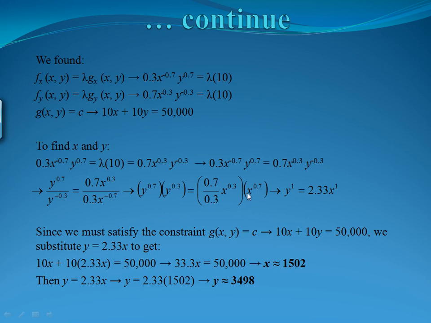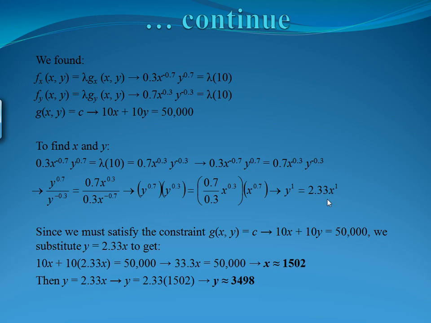Remember, if you multiply two things that have the same base, you add their powers. So 0.7 plus 0.3 gives us y to the 1 on the left. On the right, 0.3 plus 0.7 gives us x to the 1. And 0.7 divided by 0.3 is 2.33, 3 repeating, so we've rounded it to 2 decimal places. So now we have y equals 2.33x.